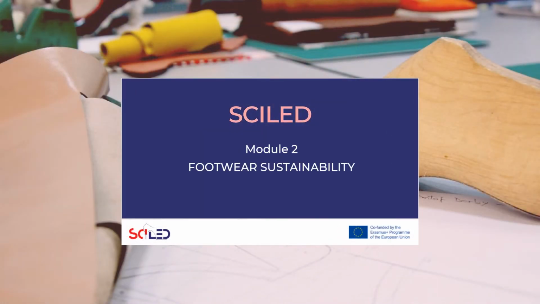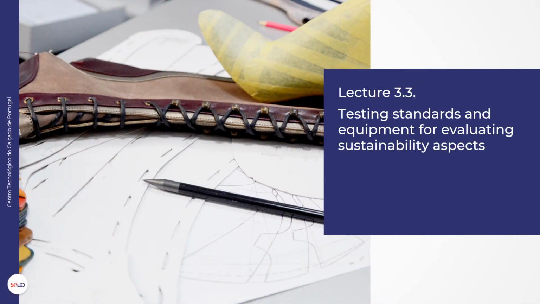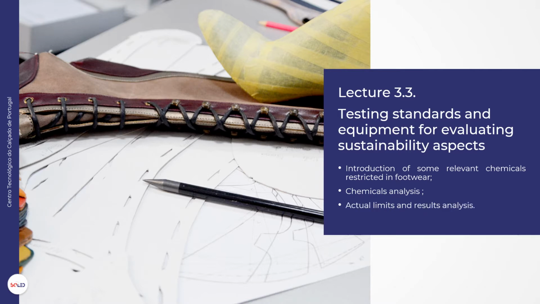Module 2, Footwear Sustainability. Unit 3, Materials and Technologies for Sustainable Footwear Manufacturing. Lecture 3.3. Testing Standards and Equipment for Evaluating Sustainability Aspects. This lesson is structured as follows. Introduction of some relevant chemicals restricted in footwear. Chemicals analysis, actual limits and how to analyze test results.